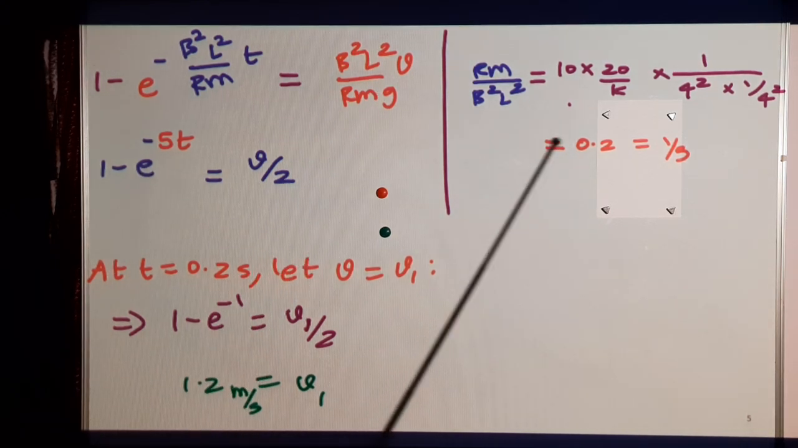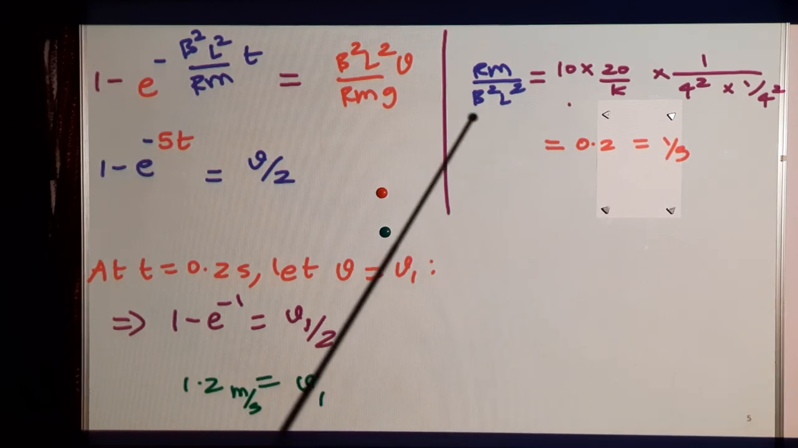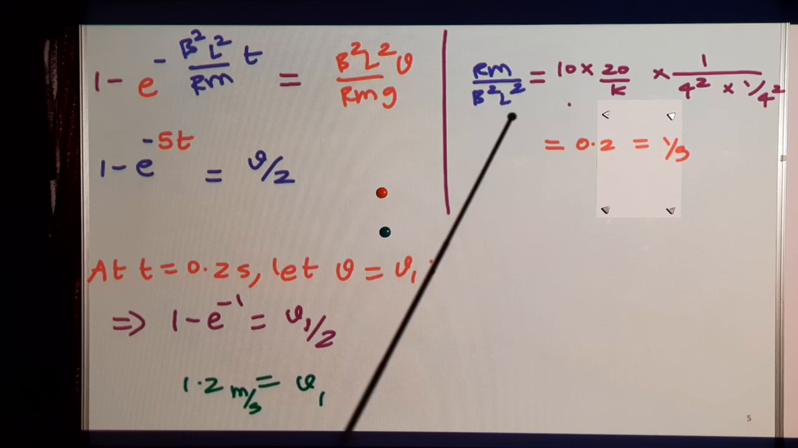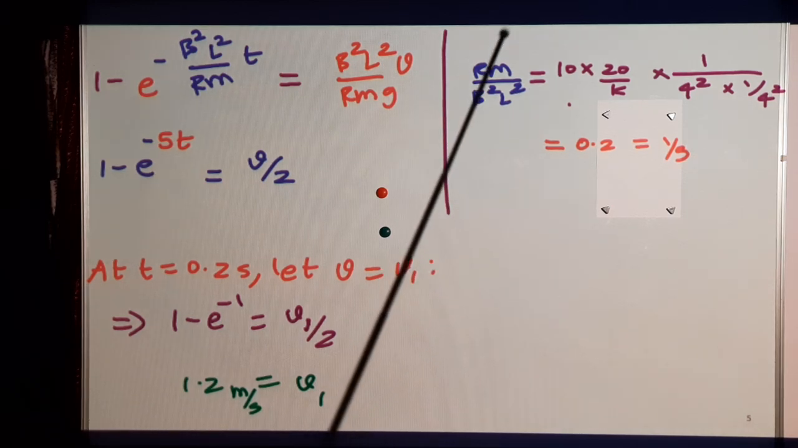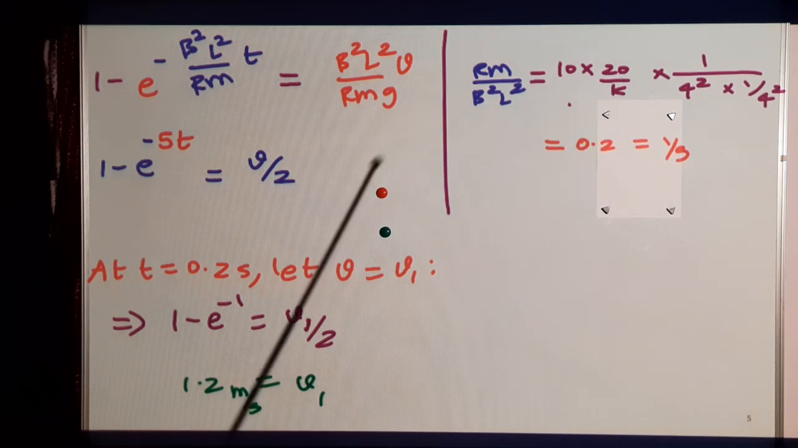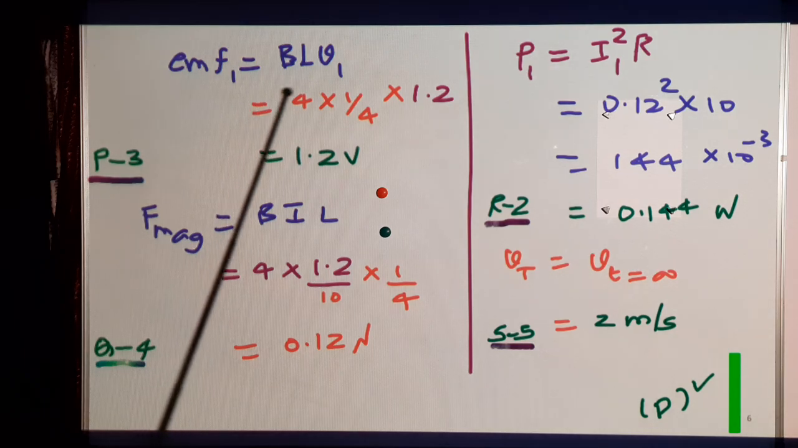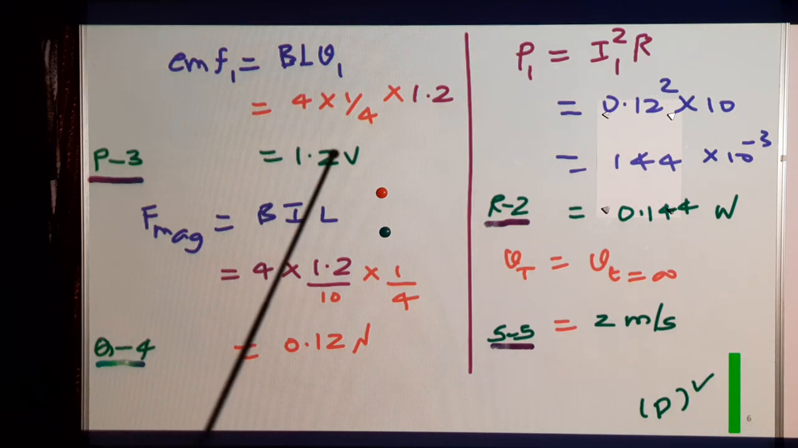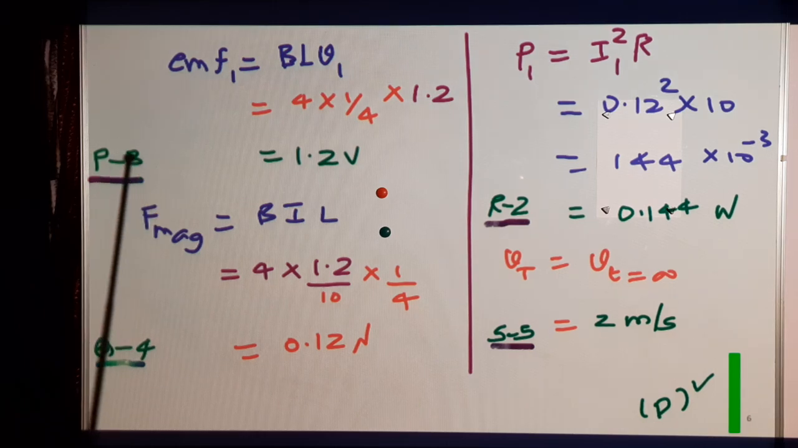Because this quantity, if you do the calculation, it will become 1 by 5. Because B is 4 and L is 1 by 4, 25 centimeter, 1 by 4 meter. So BL is actually 1. So just R into m. R is 10 and mass is 20 by 1000, so this is 200 by 1000, so 1 by 5. At t equal to 0.2 seconds, the velocity V1. V1 stands for the time instant 0.2 seconds. So from there I get the V1 as 1.2 meter per second. Induced EMF is BLV. At instant 1 it is V1, so it will be 1.2 volts. So option P and 3 is a match. Magnetic force is BIL. B is 4. I is this induced EMF by the resistance 10. Length is 1 by 4 meter. So 0.12 Newton. So Q and 4 will match.